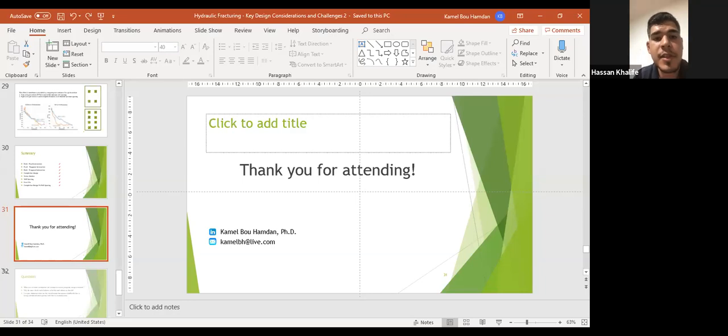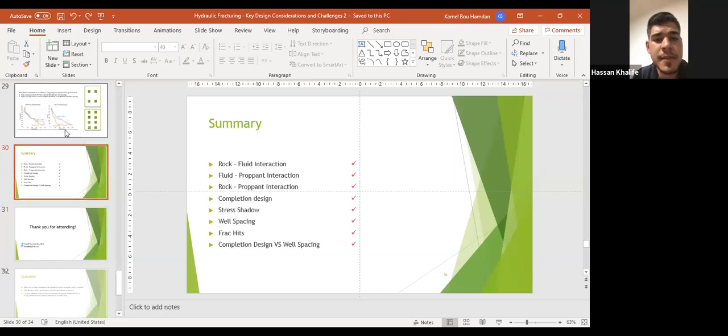How much can we increase the fracture width, and what are the limitations?